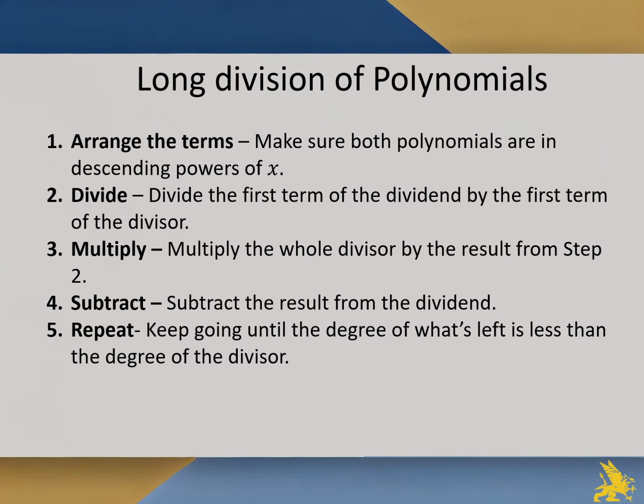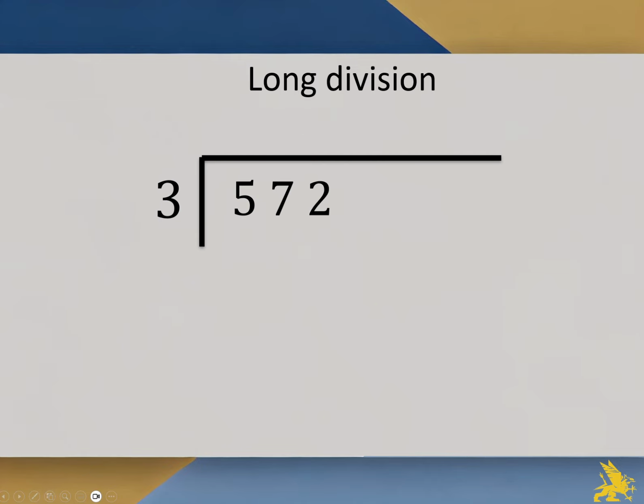So I'll go over this, but I'm going to start off without algebra because we really need to be able to understand how everything works. So let's just start off with 572 divided by 3. So with this, the first thing I go is 5. How many 3's are there in 5? 1. So 1 goes up here.